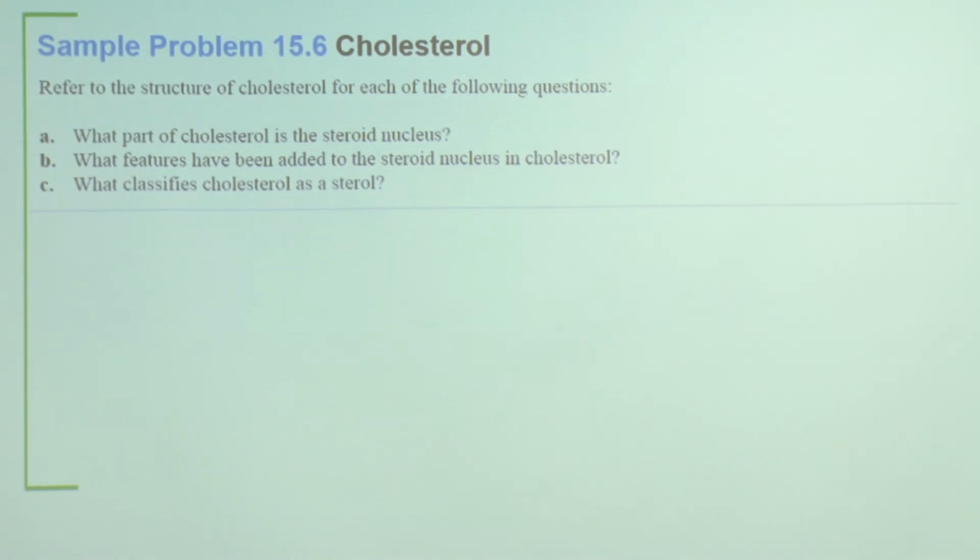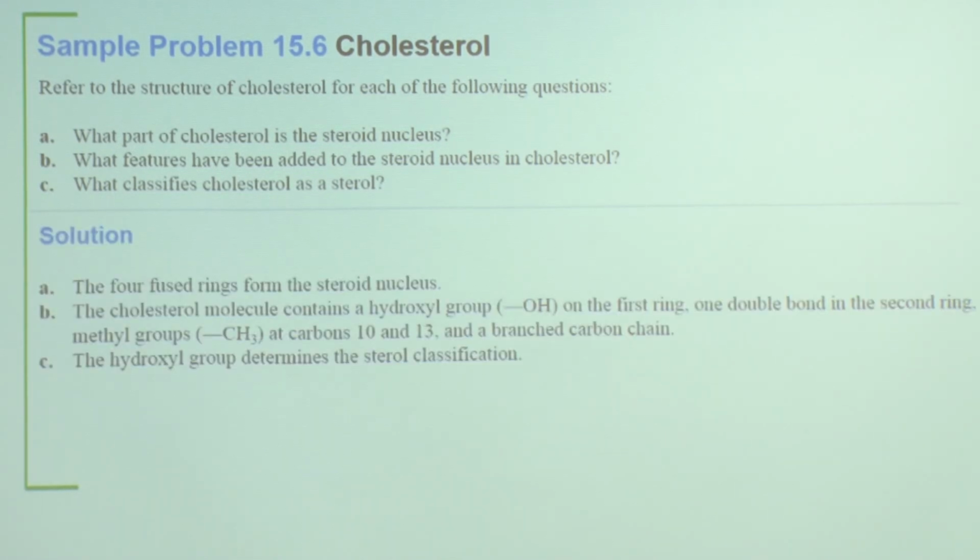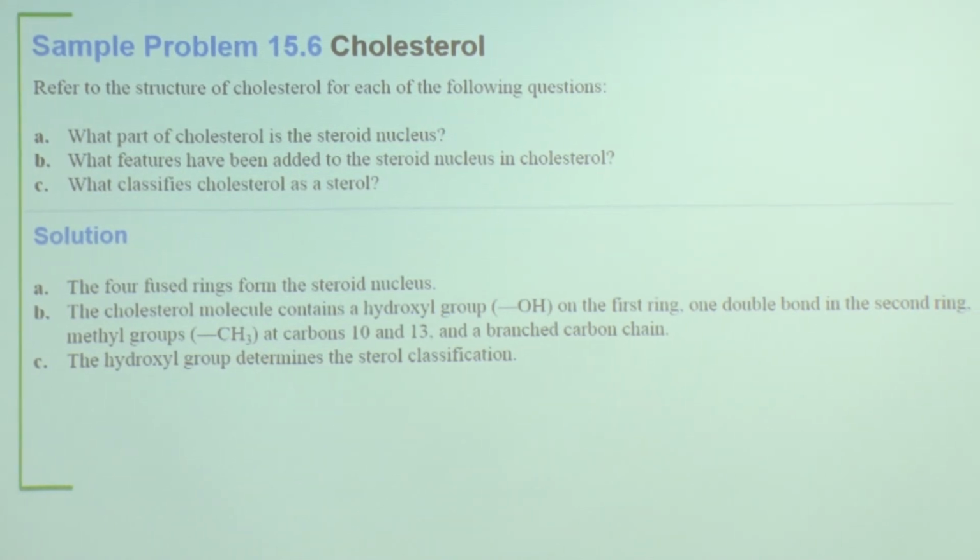So now we are looking at cholesterol. Which part of cholesterol is the steroid nucleus? What features have been added to the steroid nucleus in cholesterol? What classifies cholesterol as a sterol? So the 4 fused rings, A, B, C, D, that is the steroid nucleus. Again, please refer to your book, page 532. The cholesterol molecule is given to you on page 533.